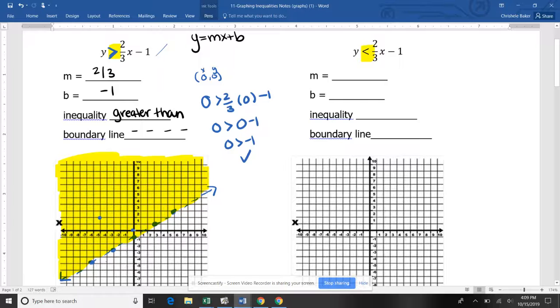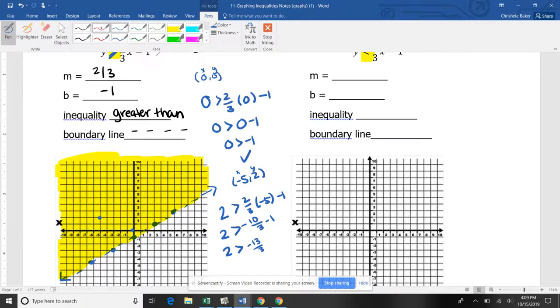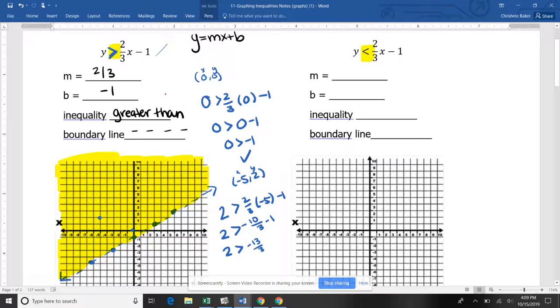Let's pick some random point. There. That's -5, 2. This should be a solution. Y is greater than 2/3 x minus 1. 2/3 of -5: 2 times -5 is -10, so -10/3. Getting a common denominator, that's -13/3. Obviously 2 is a positive number, so it's definitely greater than this negative number. No doubt about it.